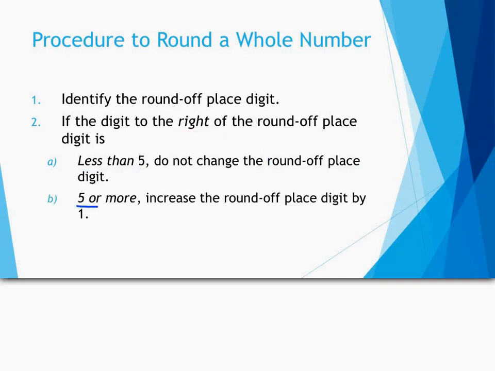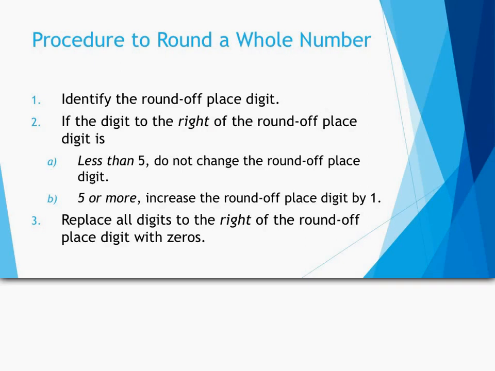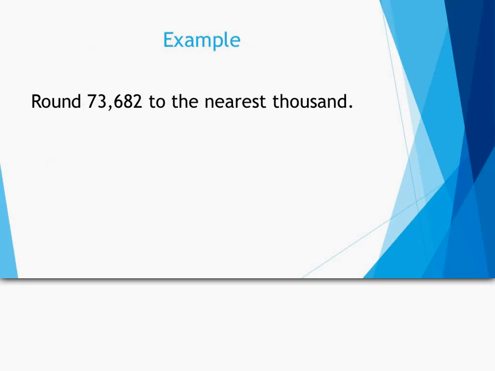If the digit to the right of the round-off place digit is 5 or more, we increase the round-off place digit by 1. Then we replace all digits to the right of the round-off place digit with zeros. So let's look at some examples.